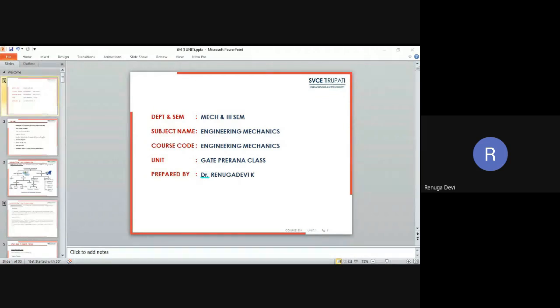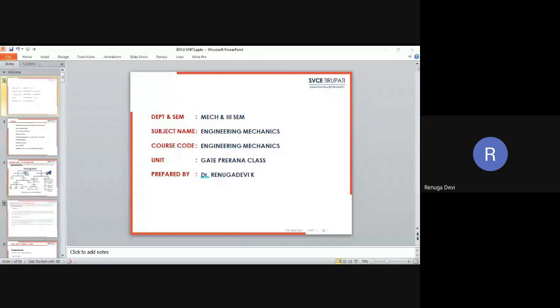You can say like this. In this mechanics of rigid bodies, that is strong bodies, you have two things: statics and dynamics. Rigid bodies have no deformation, or a very negligible amount of deformation. That's why they are called rigid bodies.